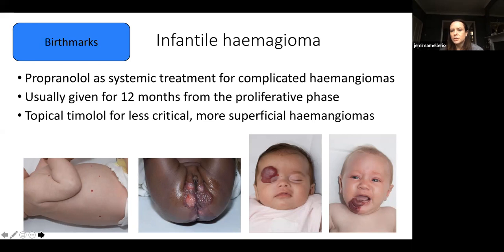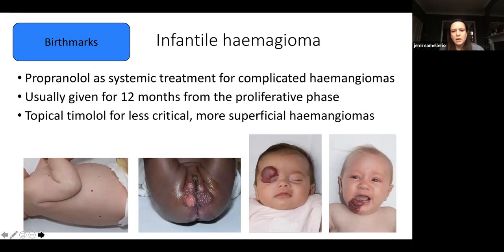Hemangiomas around the nappy area commonly ulcerate, which is extremely painful. It's a really difficult condition. Previously, all we could do was offer laser treatment. Now we might still laser them to try and get them to heal up more quickly. But propranolol would be something that you'd want to give for a complicated hemangioma at that site with ulceration.